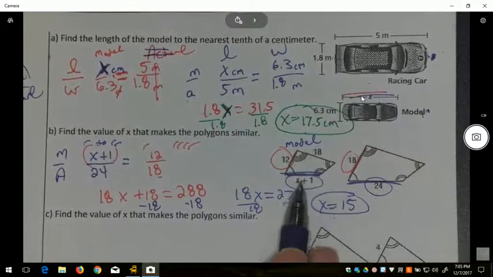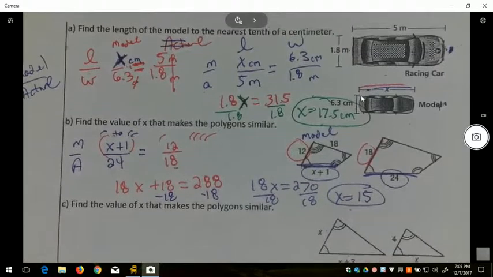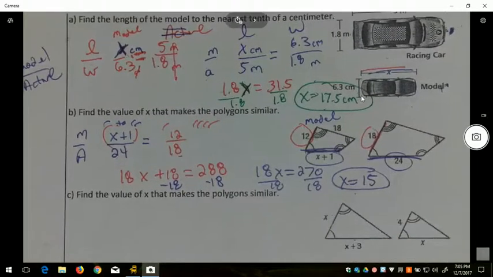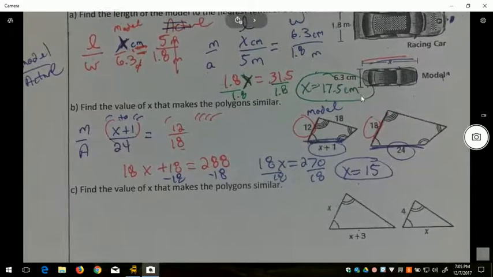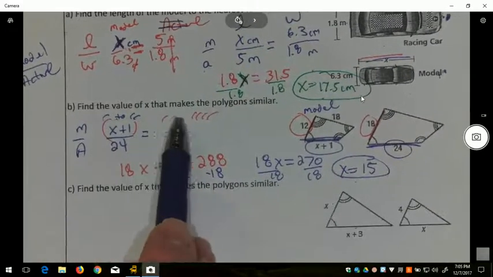Had they asked us to solve for this side, it would be 15 plus 1, which is 16. Again, like the very first benchmark test, be very careful when you solve problems like this on your quiz and BA, that you go back when you think you found the answer and check to see what you were actually supposed to find.